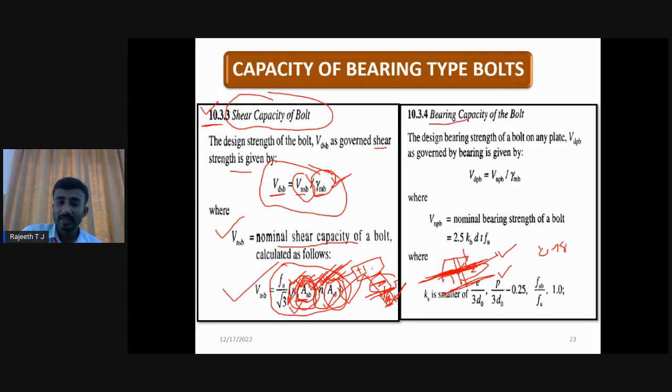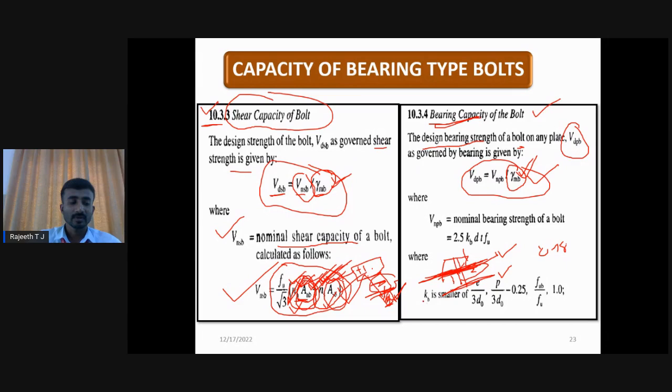Again, we should calculate parallelly the bearing capacity of the bolt. Sometimes the bolt will fail due to excess bearing force. The design bearing strength of the bolt on any plate we can calculate using this formula. VDPB equals VNPB by gamma MB, where gamma MB is the partial safety factor for material. Again, that is 1.25 in case of shop fabrication. In case of field fabrication, we always take gamma MB as 1.5.